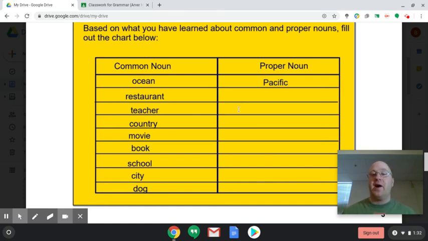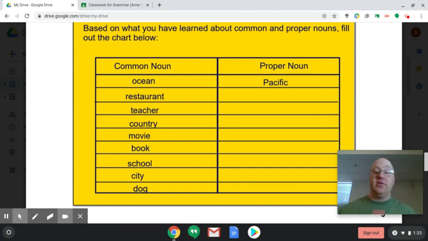Teacher. Think of a proper noun for teacher. Okay, you could have said any teacher here at school, any other teacher you've had in a different school, just the name of a teacher. How about country? Can you think of a proper noun for country? Some examples: the United States, Canada, Russia. Hopefully you didn't say North America, Europe, Asia, because those are not countries, those are continents.